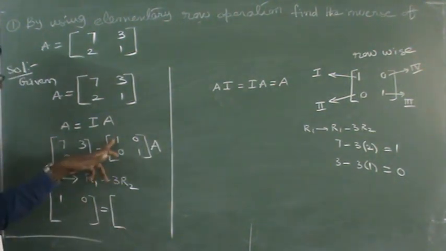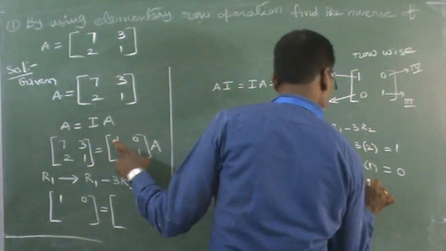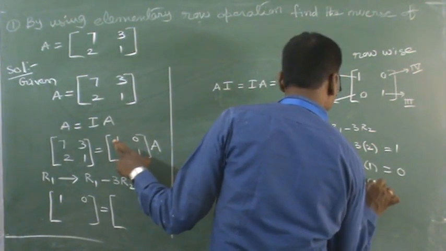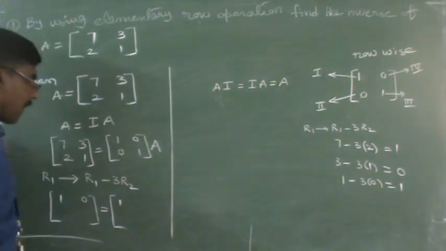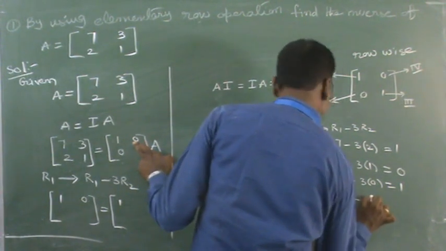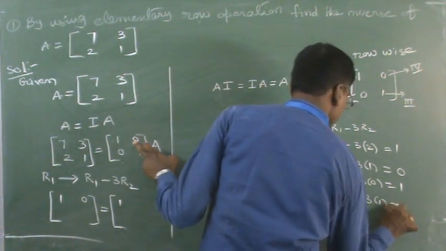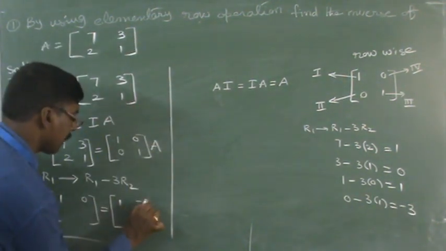Same applicable here. Same here. 1 minus 3 into 0. What will the answer be? 1. So the value should be written as 1 as it is. Same condition: 0 minus 3 into 1. What will the answer be? Minus 3. So we write this as minus 3.